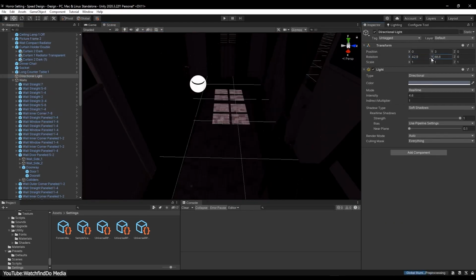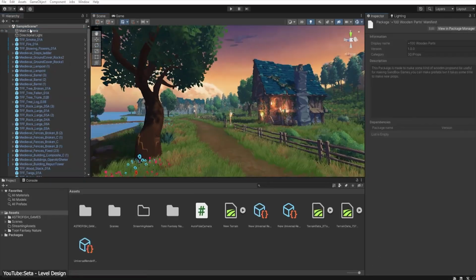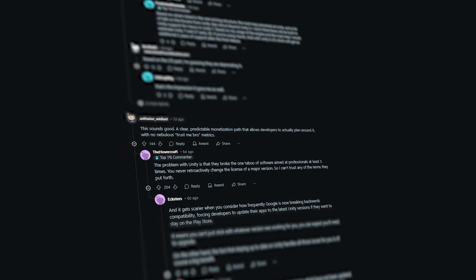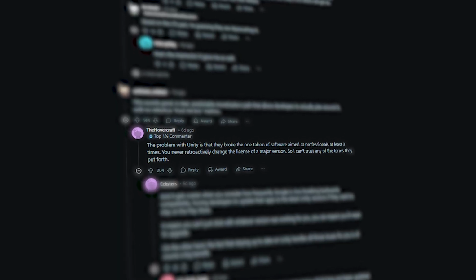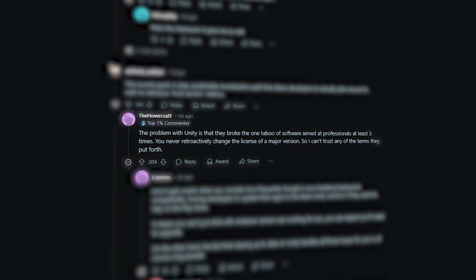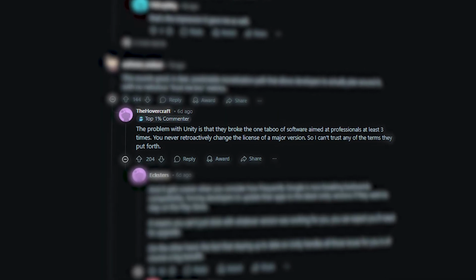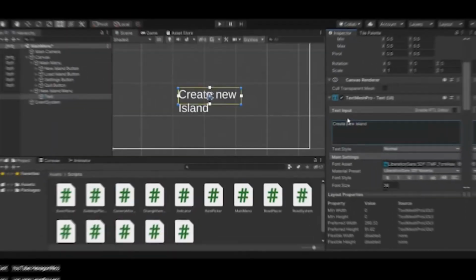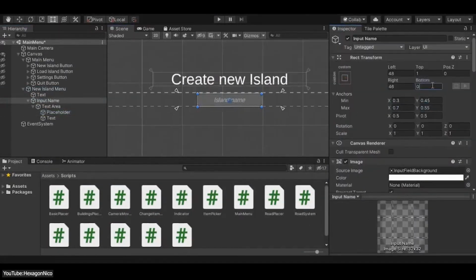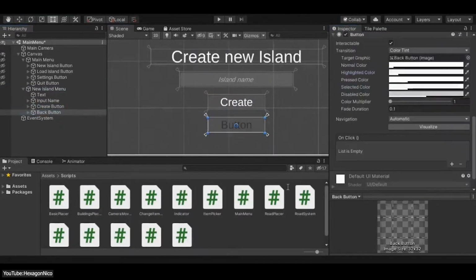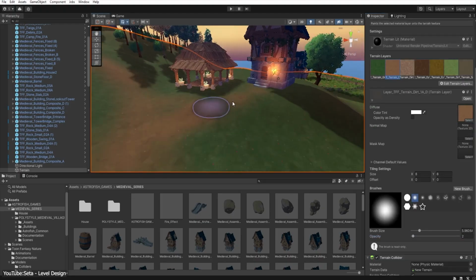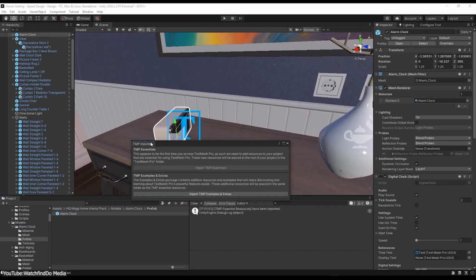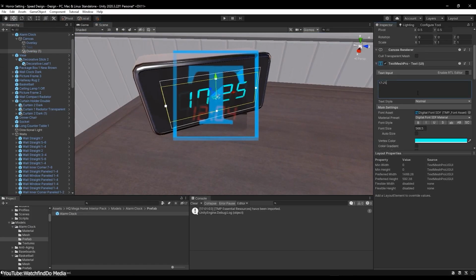However, many others are still wary. Unity's reputation took a hit in 2023, and developers hadn't forgotten. Trust is a hard thing to earn back. As a developer puts it, the problem with Unity is that they broke one taboo of software aimed at professionals at least 3 times. You never retroactively change the license of major versions, so I can't trust any of the terms they put forth. There's actually an undercurrent of here we go again skepticism on forums and Reddit. Even though 5% is not a huge jump, some developers are joking that Unity price increases are becoming as inevitable as death and taxes. Overall, the community vibe is cautiously resigned, better a predictable 5% bump than another crazy scheme. But there is a lingering bitterness, in addition to fatigue, whenever Unity asks for more money.